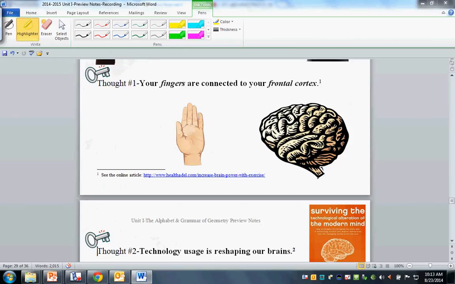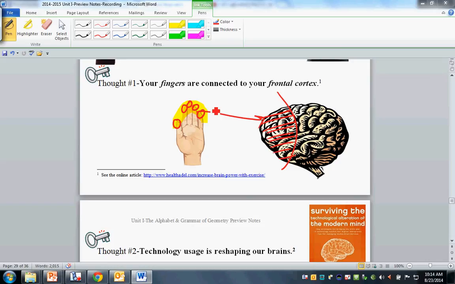One, your fingertips are physically connected to your frontal cortex. That means the thinking part of your brain, the way you process information, is physically connected to your fingertips.